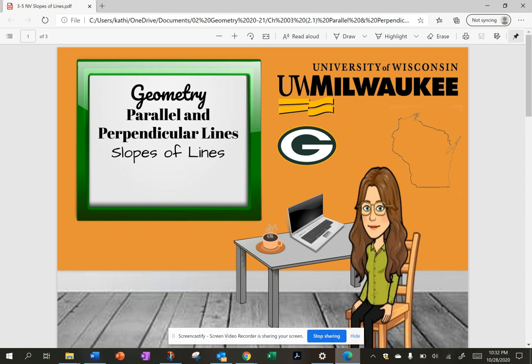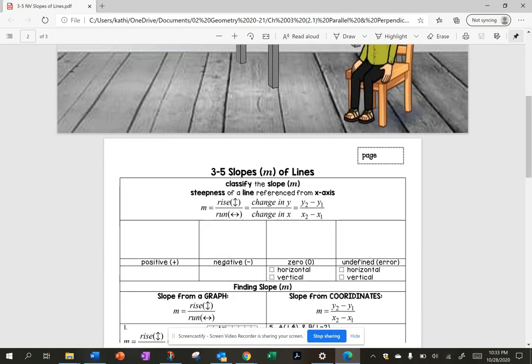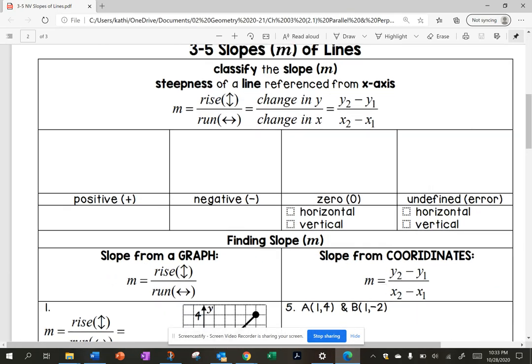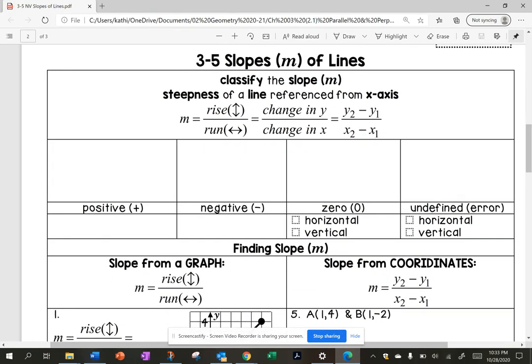Today's lesson is slopes of lines. There are 4 different types of slopes, and slope is defined as the steepness of a line. So the steepness is referenced from the x-axis, and slope is referenced as rise divided by run, change in y divided by change in x, or y2 minus y1 divided by x2 minus x1.